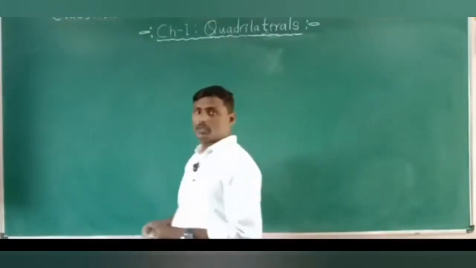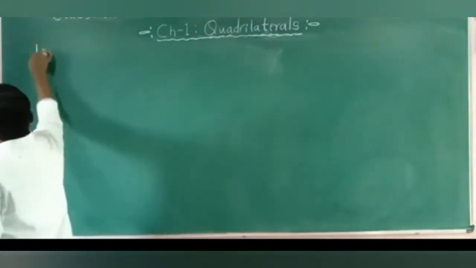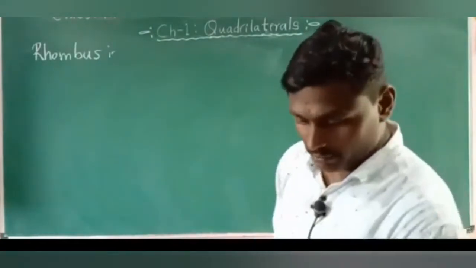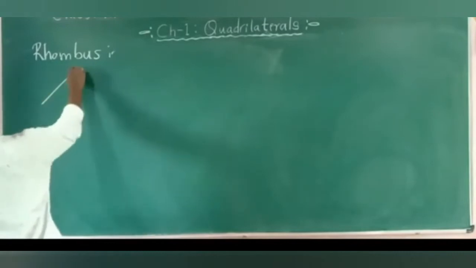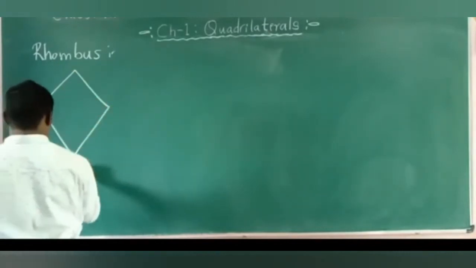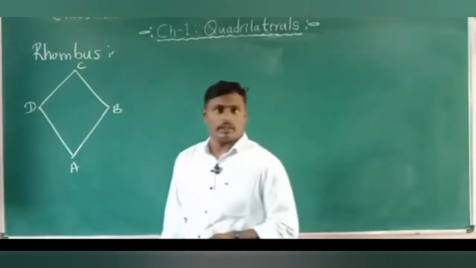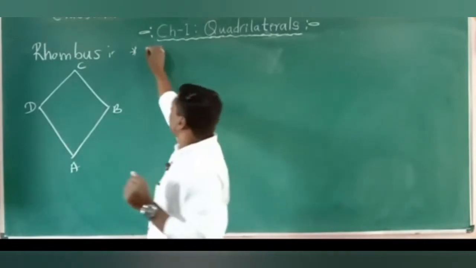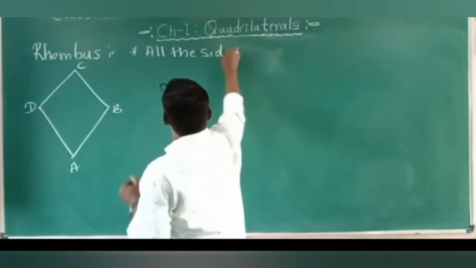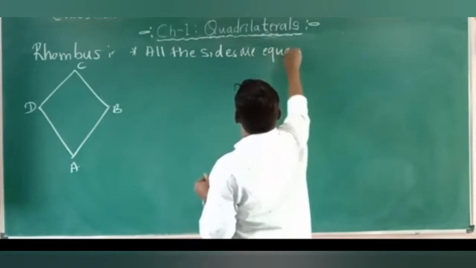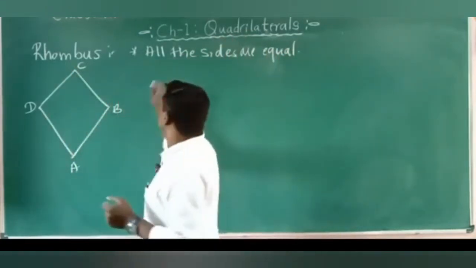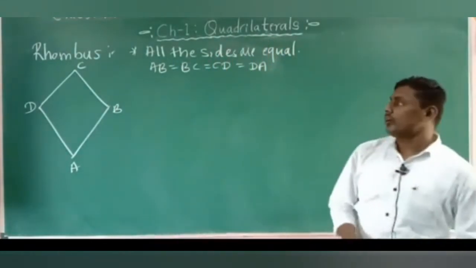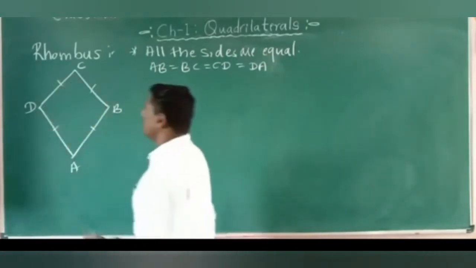Okay students, next we move to the next quadrilateral, that is the rhombus. Rhombus is one type of parallelogram, right? Here ABCD is a rhombus. Now what are the properties of the rhombus? In a rhombus, all four sides are equal. It means the length of AB is equal to BC is equal to CD is equal to DA. Okay, this is the first property.